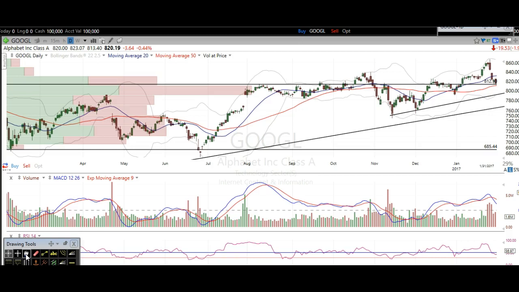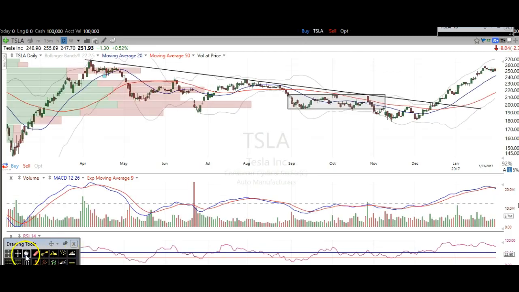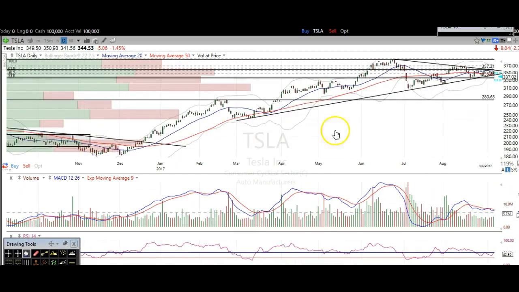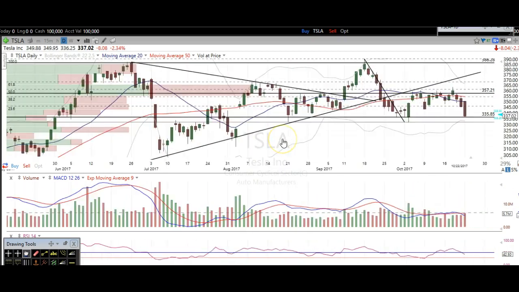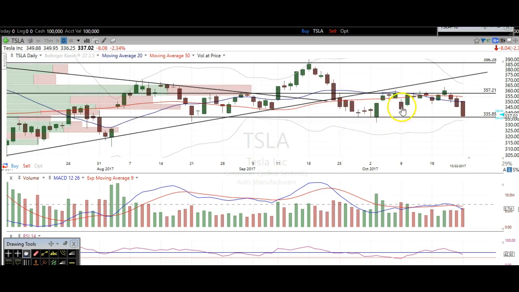So that's what we're covering here in these videos for you. The next one we're going to cover is Tesla. And Tesla, let me get the chart back to the recent action here. So I'm going to delete that Fibonacci retracement level just to clean up the chart. So as you can see here, we dropped big time for you guys.